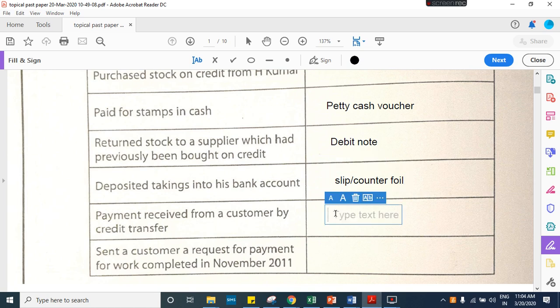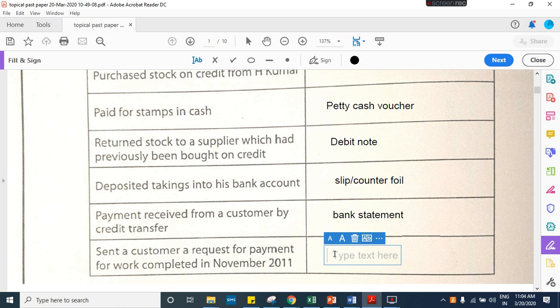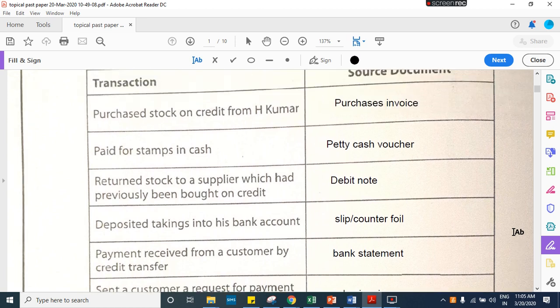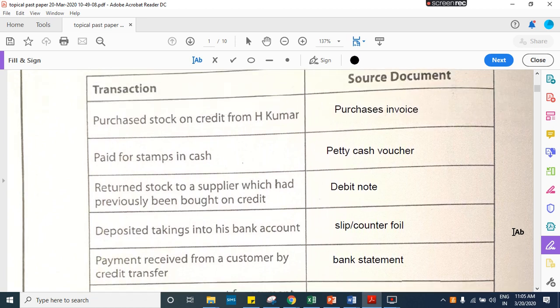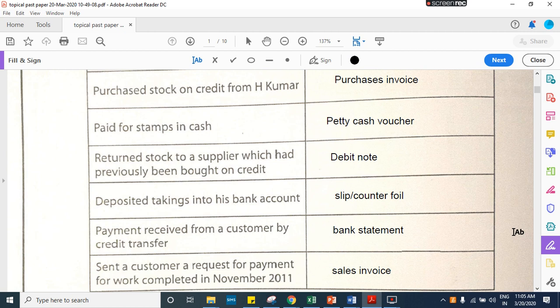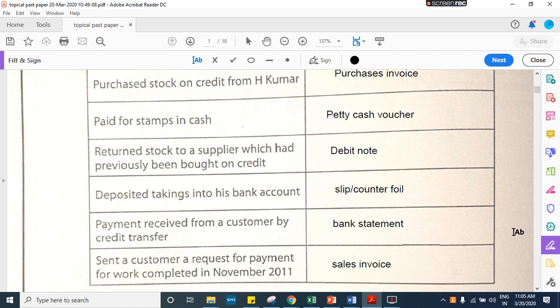Payments received from customer by credit transfer. Credit transfer is related to bank dealings, which will reflect in the bank statement. Sent a customer a request for payment for work completed in November 2011. So here, send a sales invoice. Now we had identified the source documents for these transactions. Moving to page number 17.